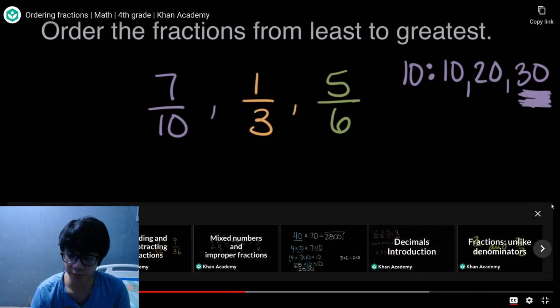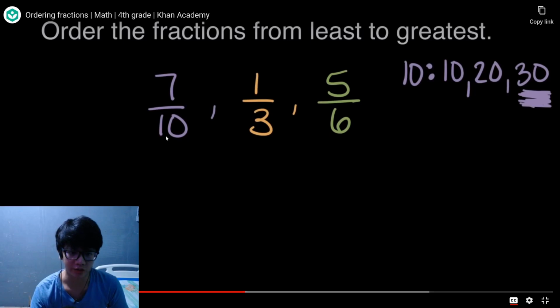What if I do the prime factorization thing? So 10 is going to be 5 and 2. 3 is already prime. 6 is 2 and 3, which we already have. So 2 times 5 is 10. Then times 3 is 30.